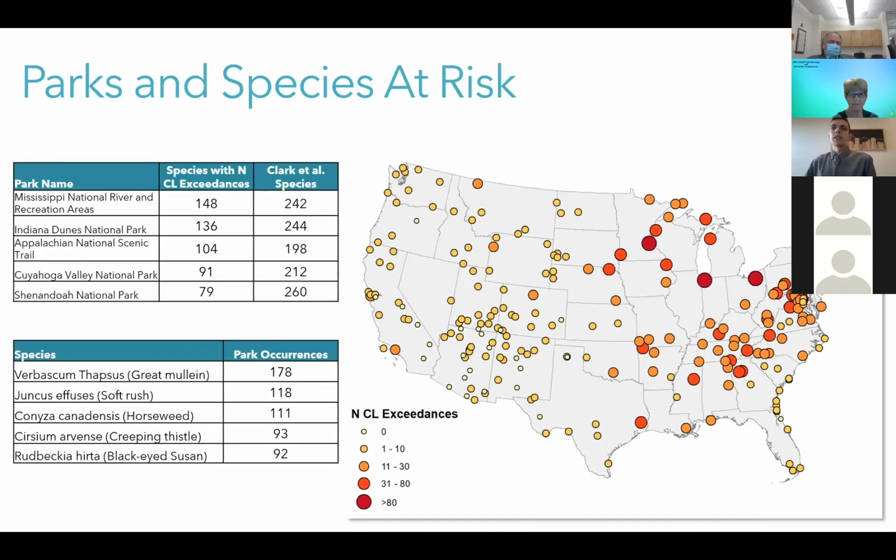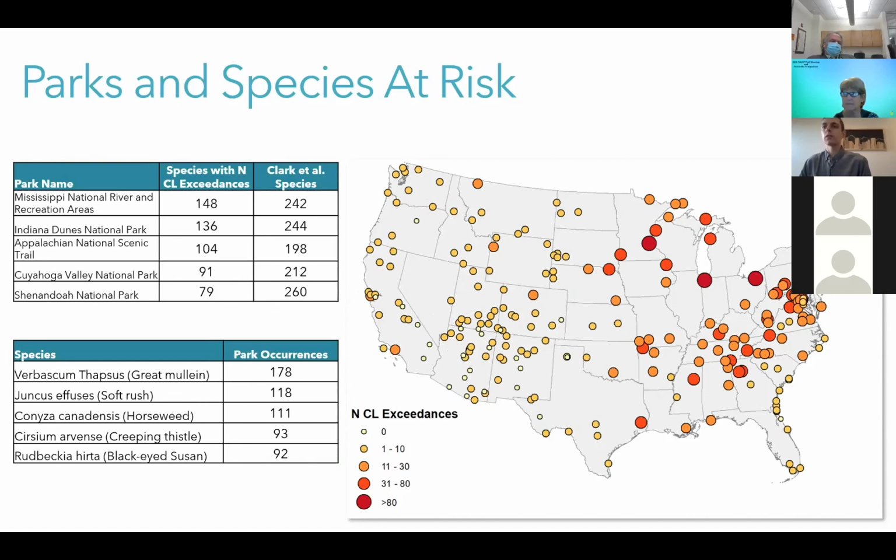And I think this direct application of the critical loads, while it's really simple and basic, does provide us with some really interesting and useful results. The table up there on the top left shows the top 5 parks with the most species with deposition in exceedance of their critical loads. And the column on the very right shows the total number of species from the Clark et al. analysis that we found in those parks.